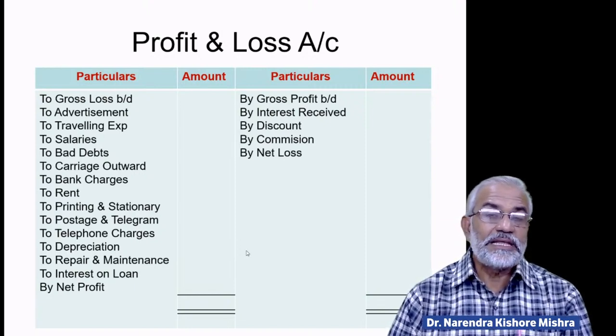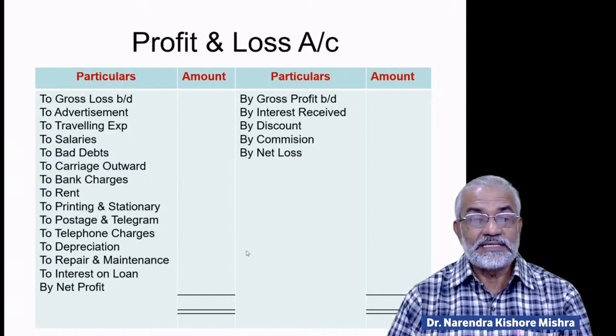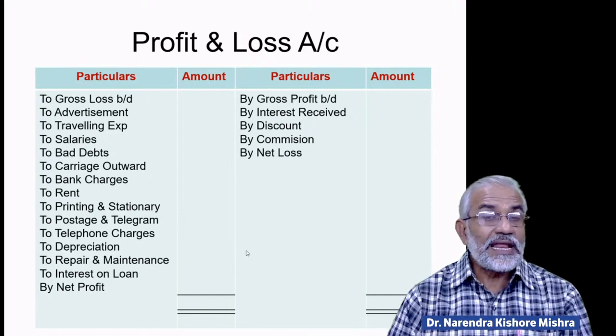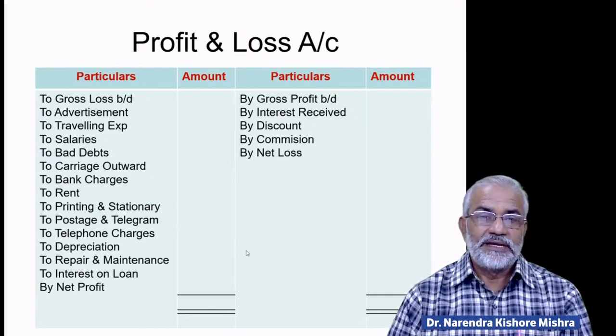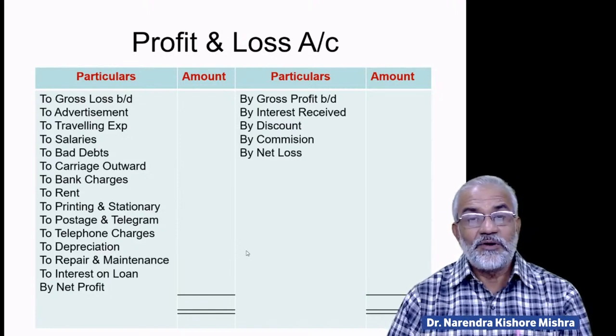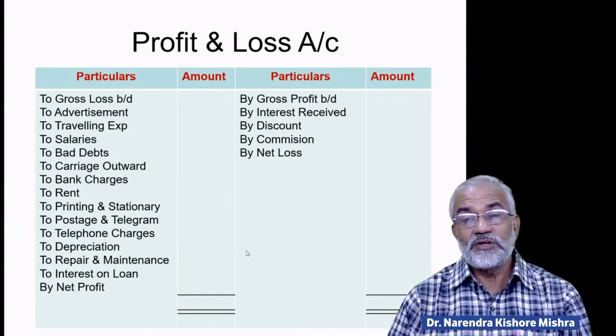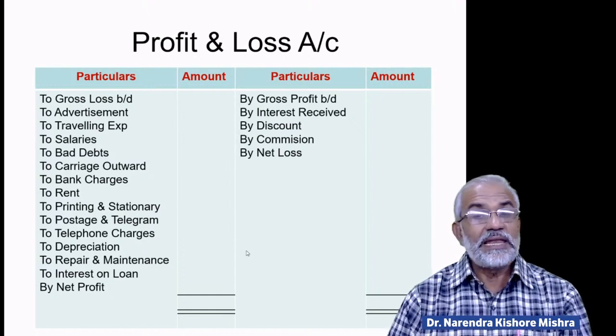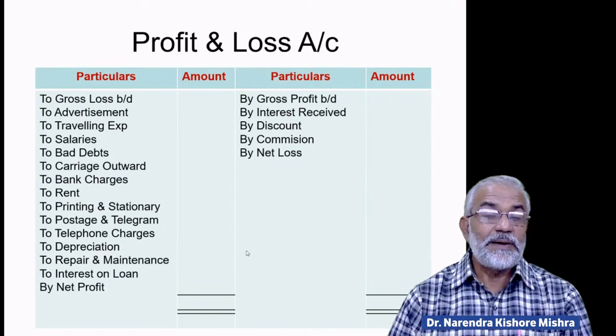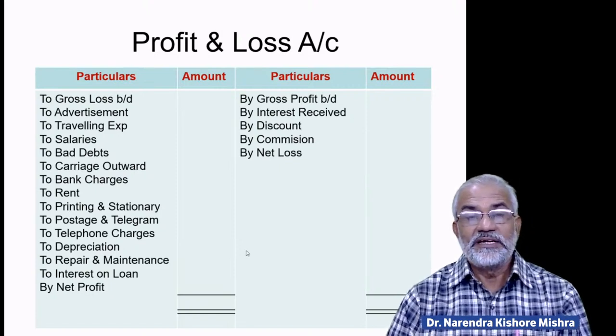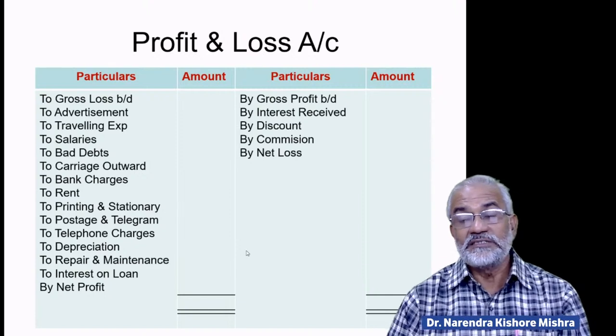The left-hand side of the balance sheet is called liabilities and the right-hand side of the balance sheet is called assets. Since the balance sheet is not an account, it doesn't have any debit side or credit side. The left-hand side of the trading account or profit and loss account is the debit side, and the right-hand side is called the credit side because they are accounts. But the balance sheet is not an account. Since it is not an account, it doesn't have any debit side or credit side.